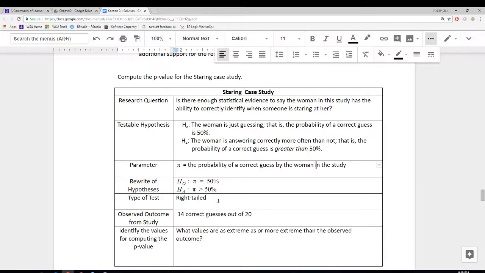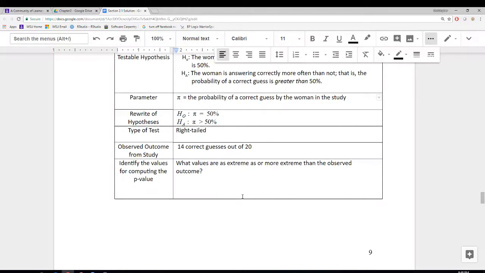Why is it a right-tailed test? Because we wanted to know whether or not she had the ability to identify when somebody was staring at her. If she did indeed have the ability, then she should have more outcomes correct than what we would expect by chance. The observed outcome from the study was 14 out of 20.